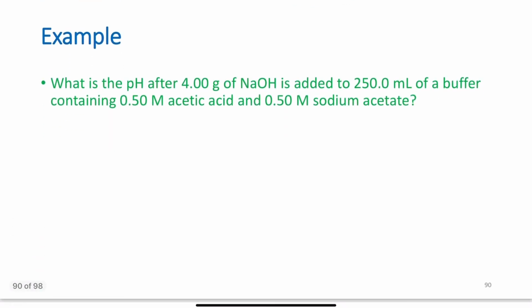What is the pH after 4 grams of NaOH is added to 250 ml solution of a buffer containing 0.5 molar acetic acid and 0.5 molar sodium acetate? Again, because I wrote this in my notes, but not on the slides, I apologize. Assume the volume of sodium hydroxide is negligible. If I've got 4 grams of NaOH, I really need moles because I need to do a BCA chart. So 1 mole of NaOH weighs about 40 grams.